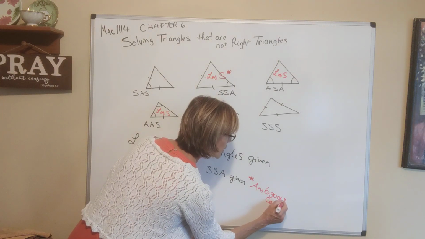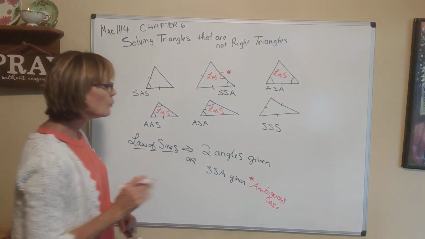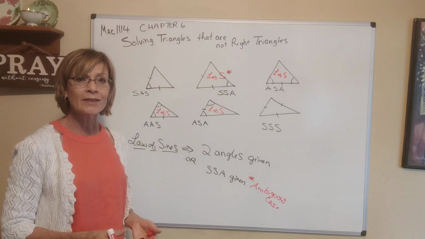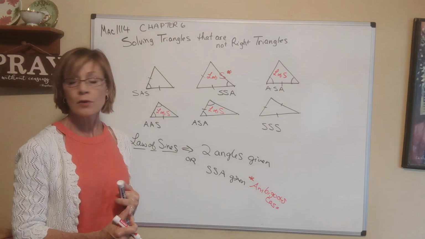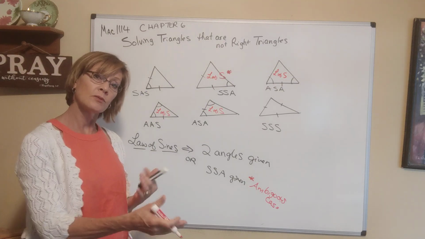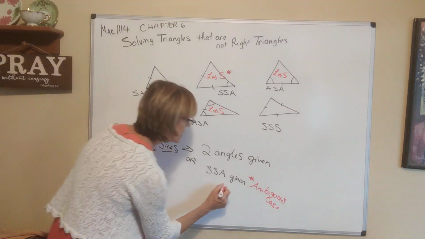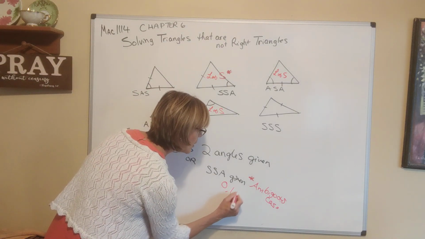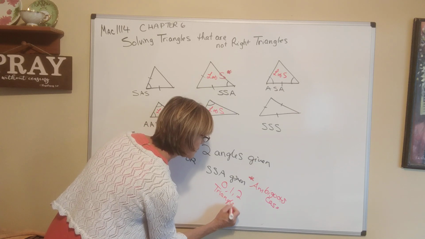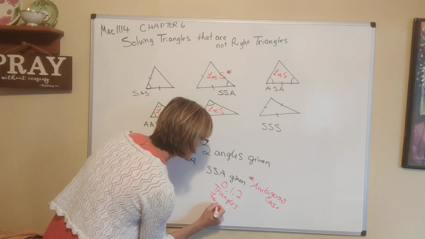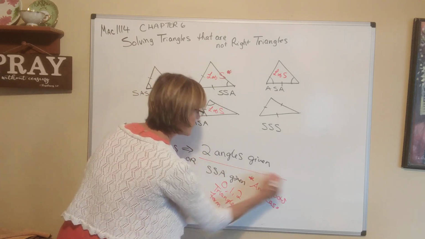This is the ambiguous case, meaning that it's not clear if there's 0 triangles that can be formed, 1 triangle that can be formed, or 2. We have to work a little bit harder. This could be 0, 1, or 2 triangles could be formed. So we're going to look at these separately in just a minute.